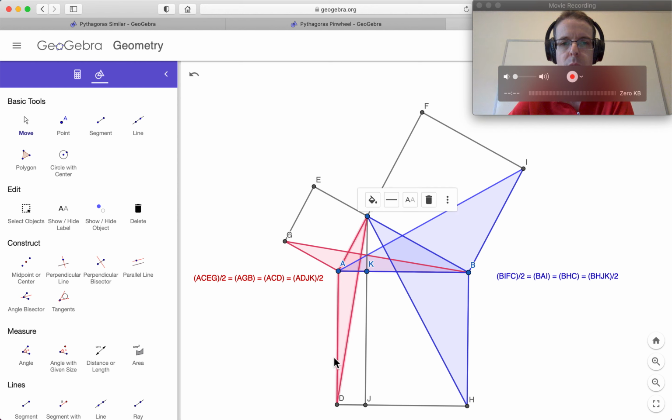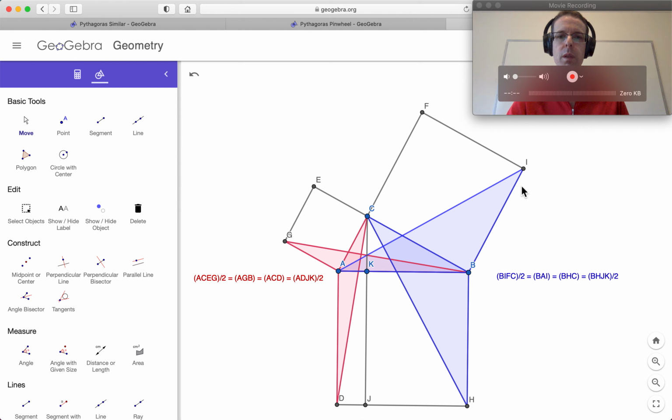This other red triangle, we can think of its base as being AD, in which case its height is this distance DJ, which is the perpendicular distance from its third vertex to that line. That makes this triangle ADC have an area which is exactly half of the rectangle AKJD. So what we get from the congruence of these red triangles is half the area of this square is half the area of this rectangle, ADJK. Well, if half of each is equal, then they must be equal. So in other words, this square has the same area as this rectangle, ADJK.